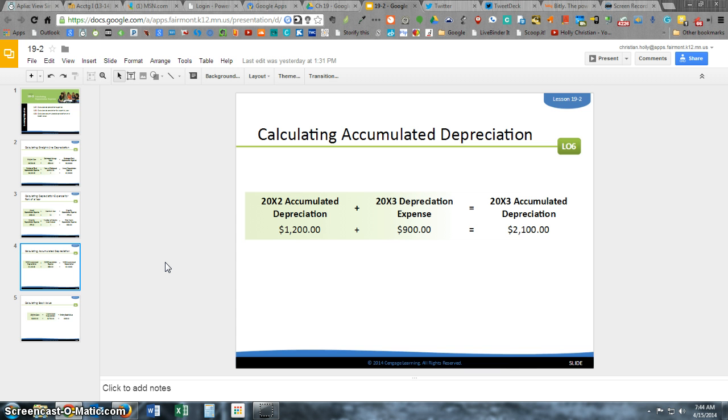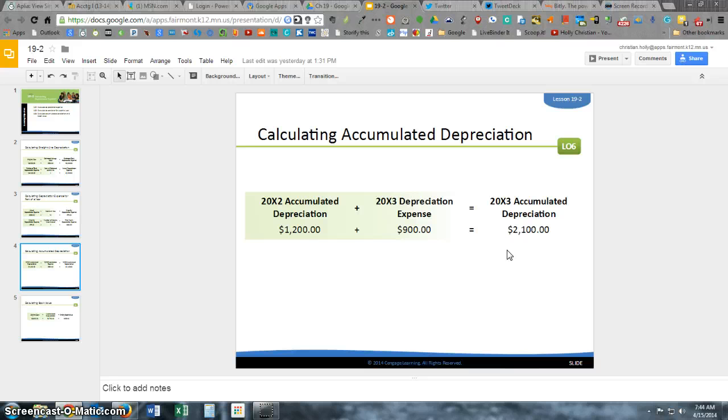Now the accumulative, every year I get to write off the expense, it keeps accumulating every year. So in this case, in year 2, my accumulative or total so far up to that point, depreciation is $1,200. In year 3, I got to write off an additional $900. So at the end of year 3, my accumulated depreciation is $2,100. That's how much I have written off on this plant asset up until this point.